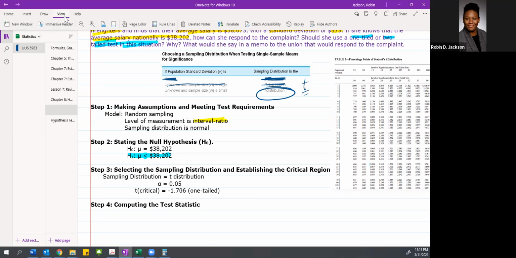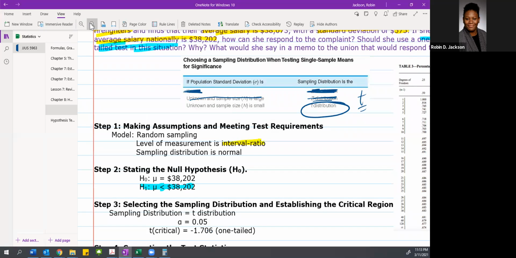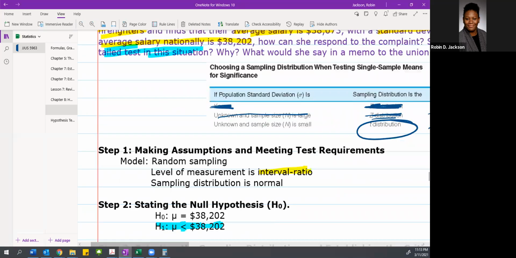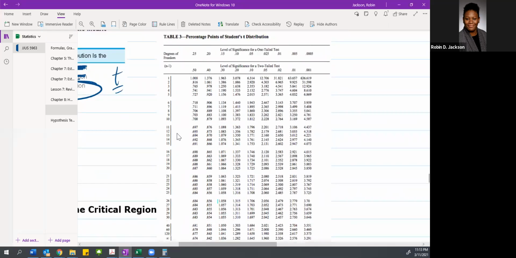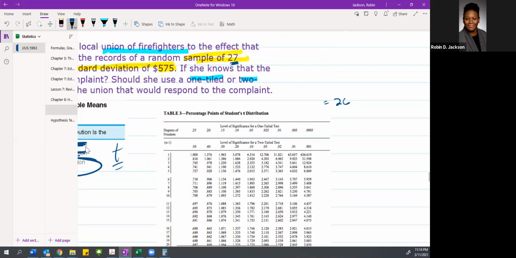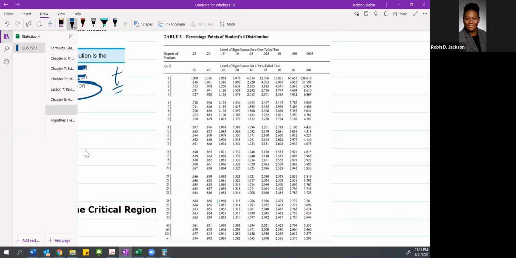Okay, so first I need to zoom in. Uh-oh, I might have zoomed in too much. Okay, no, that's enough. So you zoom in, and remember that our sample in this one is 27 firefighters, if I remember correctly. Yes, a sample of 27 firefighters. And remember, to get degrees of freedom, you take the number and subtract 1. 27 minus 1 is going to be 26.